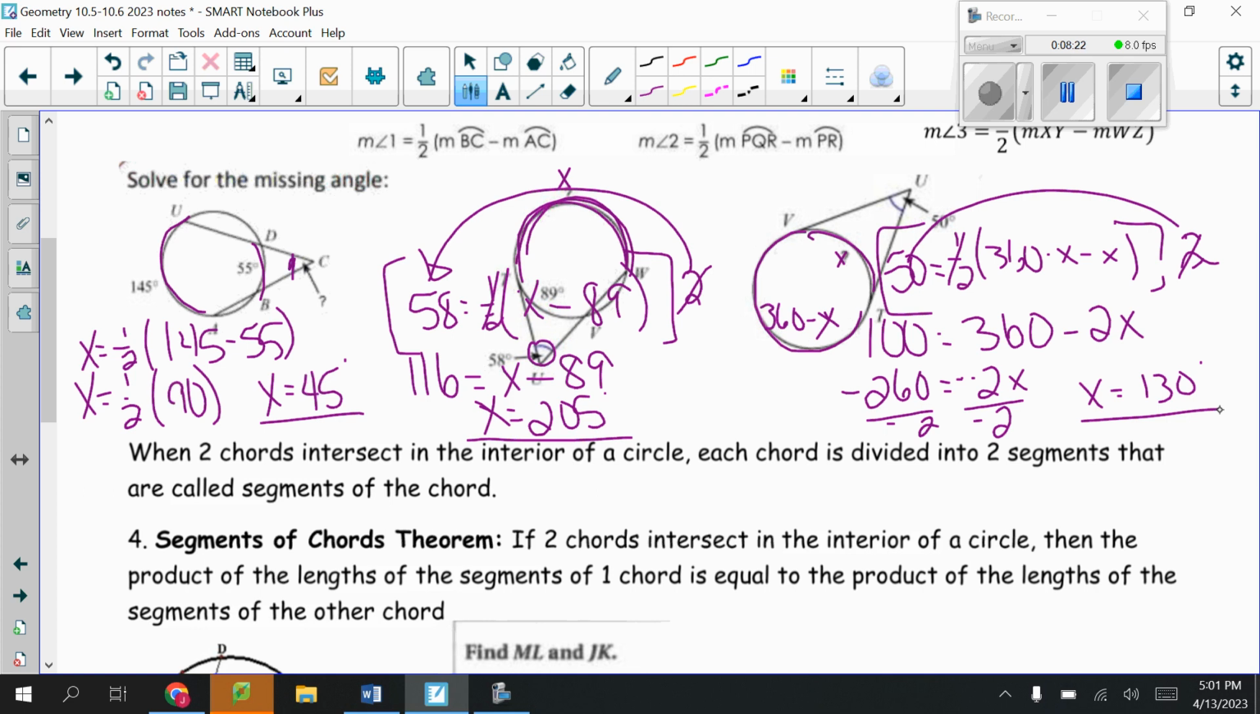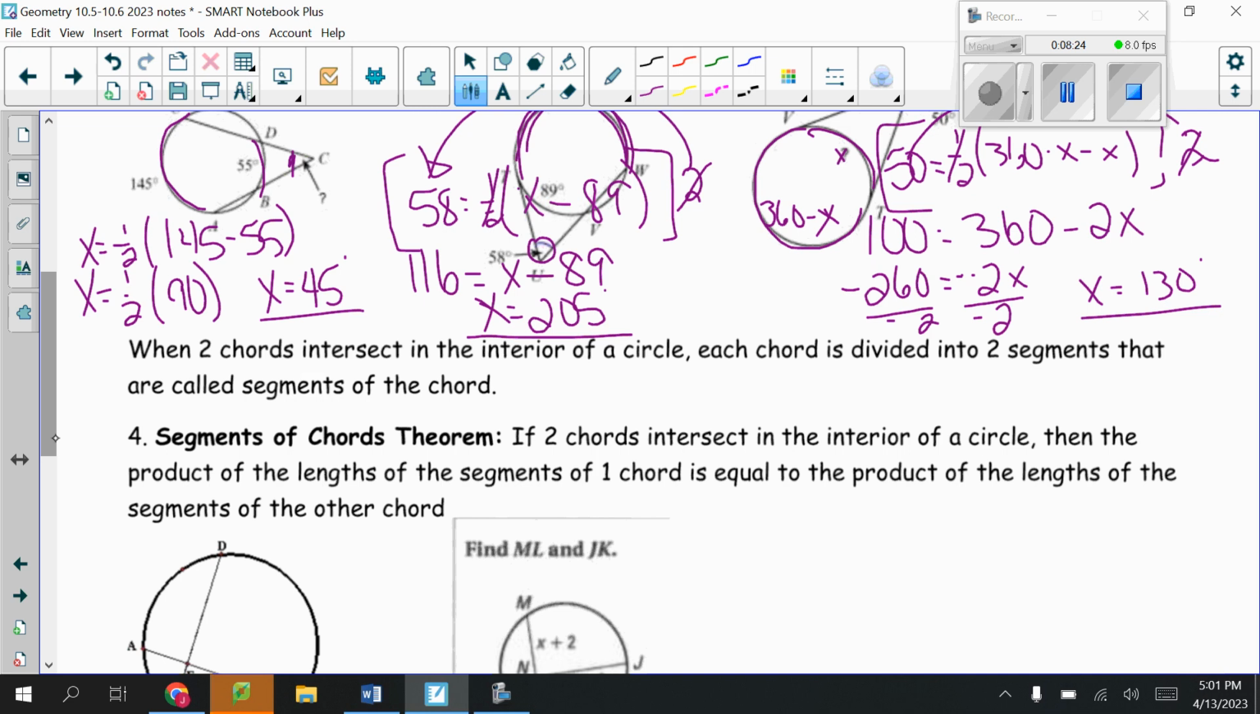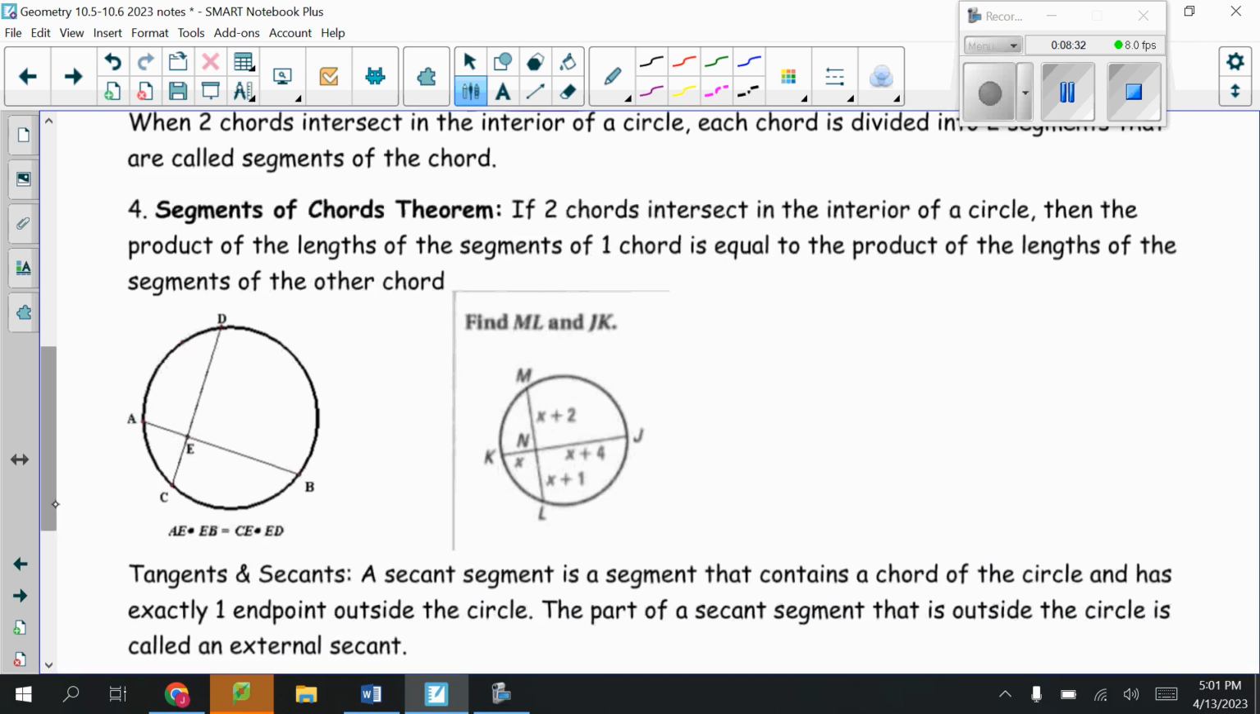The next one, it tells me when two chords intersect in the interior of a circle, each chord is divided into 2 segments that are called segments of the chord. So we have a segments of the chord theorem, which tells me if 2 chords intersect in the interior of a circle, the product of the lengths of the segments of one chord is equal to the product of the lengths of the segments of the other chord.